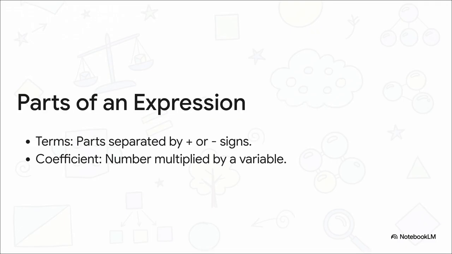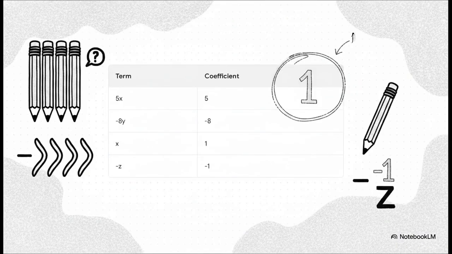Now let's slice that shopping list up a bit. There are 2 really important words you need to know here. First is terms. Terms are simply the different parts of the expression that are separated by a plus or minus sign. So in our shopping list, 3x is a term, 5y is a term, and -7 is a term. The second word you need is coefficient. A coefficient is just the number attached to the very front of the letter. It's the number multiplying the variable. So in the term 3x, the coefficient is simply 3. Let's practice this real quick.